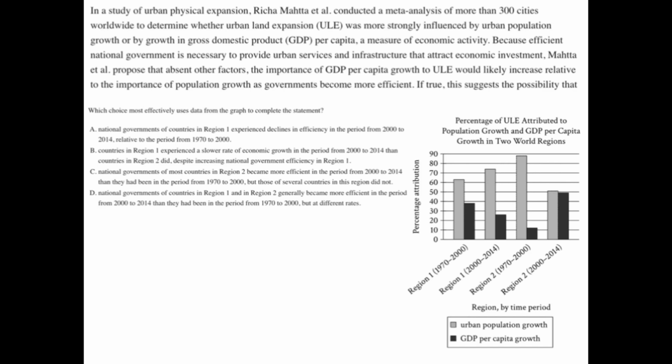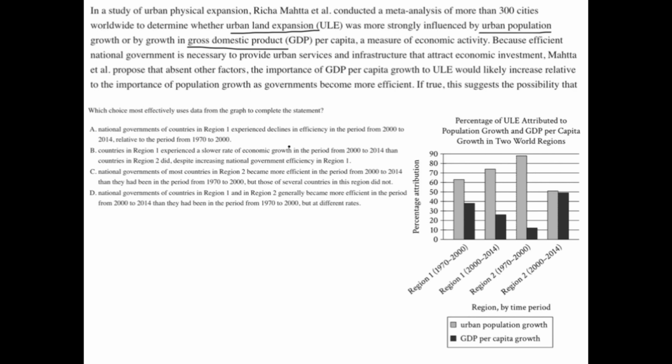Let's read the paragraph. In a study of urban physical expansion, Richa Mata et al. conducted a meta-analysis of more than 300 cities worldwide to determine whether urban land expansion, ULE, was more strongly influenced by urban population growth or by growth in gross domestic product. So we recognize that there's some kind of relationship going on here. Urban land expansion influenced by population growth or growth in gross domestic product, a measure of economic activity.